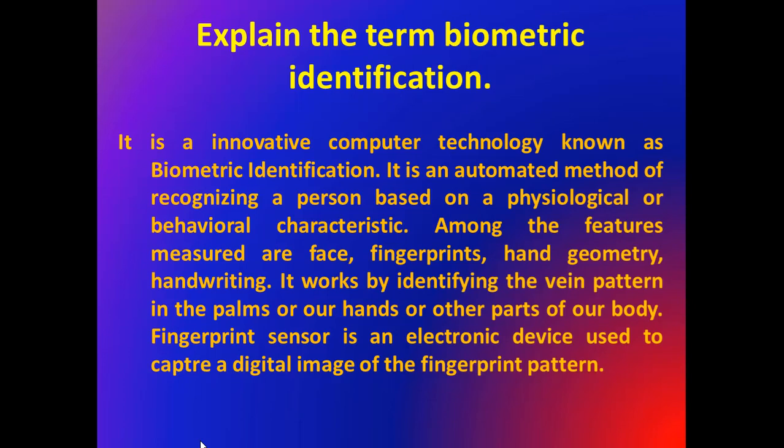Explain the term biometric identification. It is an innovative computer technology known as biometric identification. It is an automated method of recognizing a person based on a physiological or behavioral characteristic. Among the features measured are face, fingerprint, hand geometry, handwriting. It works by identifying the vein pattern in the palms of our hands or other parts of our body. Fingerprint sensor is an electronic device used to capture a digital image of the fingerprint pattern.